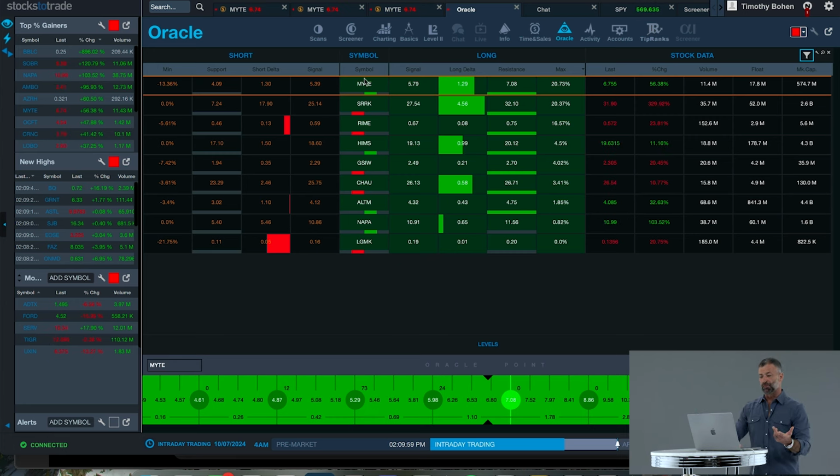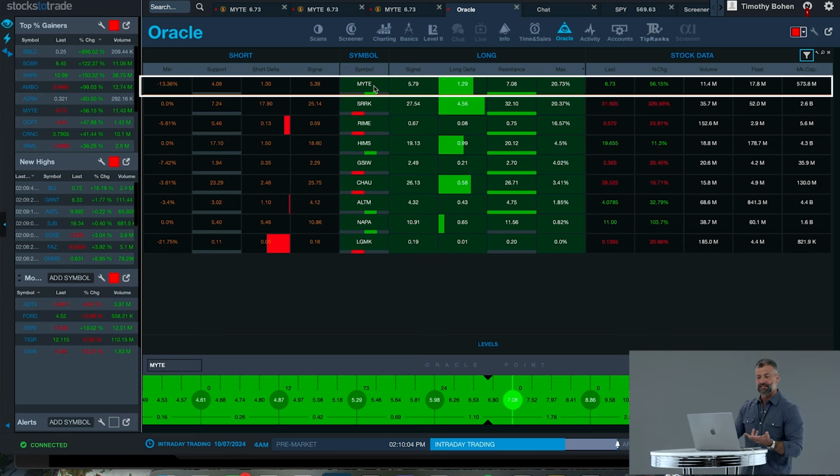So I'm just going to run through some of these today, this very day, and you can see MYTE right here at the top. Very volatile stock, super sketchy stock, but very day tradable. And you can see it had a $5.79 signal.